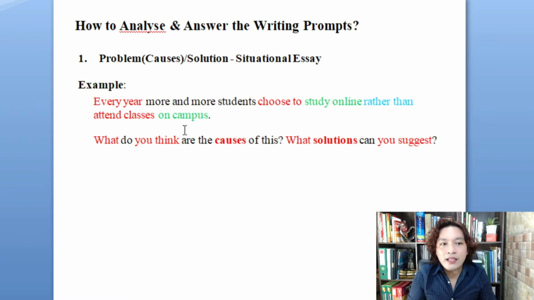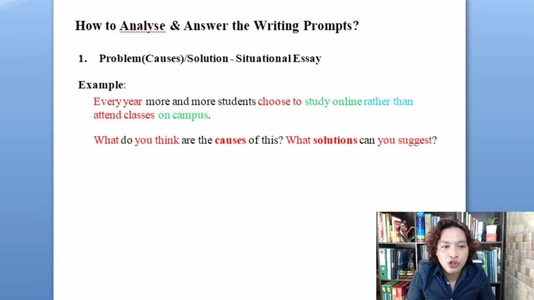Next, let's analyze it one by one. Now, problem, causes, problem, solution, or sometimes causes and solution. For example, every year more and more students choose to study online rather than attending classes on campus. Again, you need to identify the issues clearly. So you need to underline, in this case I highlighted them, the key topics, and be very careful with the comparative clauses, "rather than," "more effective," "most effective," all those words. That means you need to compare and contrast.